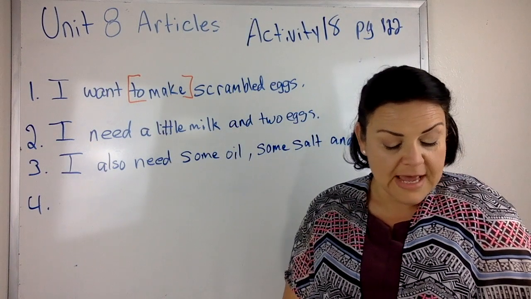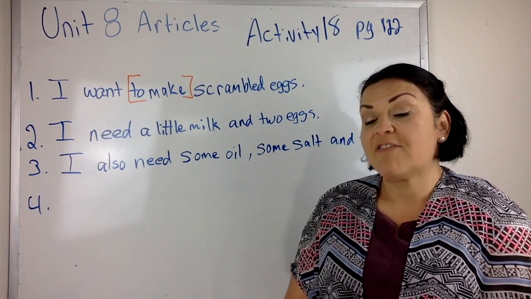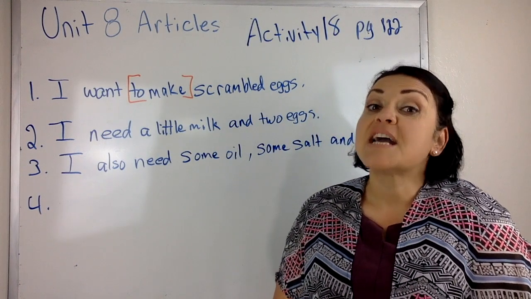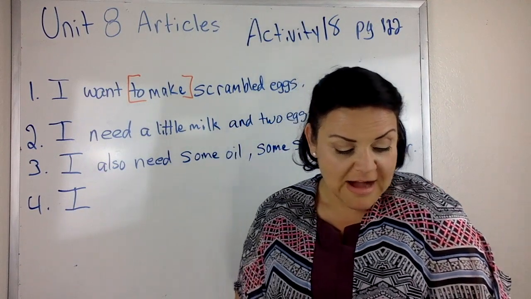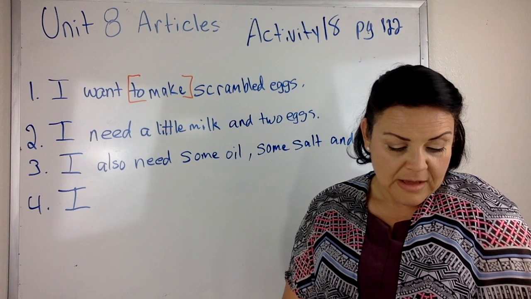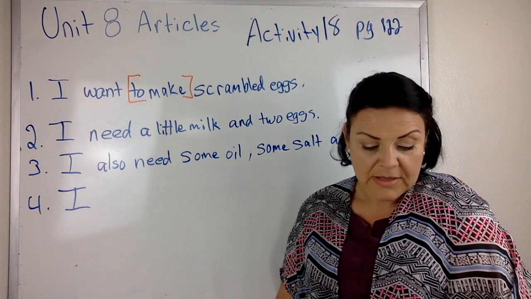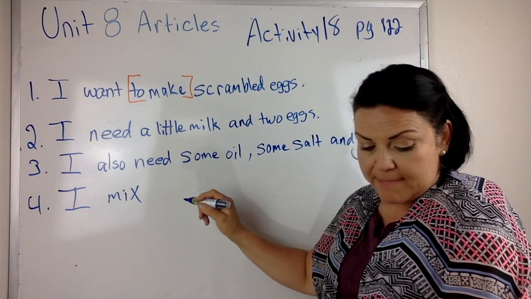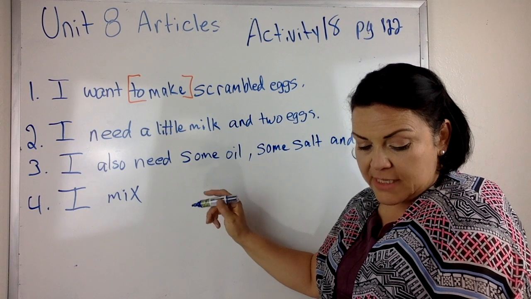Mix the eggs and the milk in a bowl. Again, pronoun I, he, she, it, we, they must come before the verb. So it has to be I. Where's my verb? Mix. I mix. Let me see. Yep, I mix. What are they mixing? I mix. Okay, so I mix.